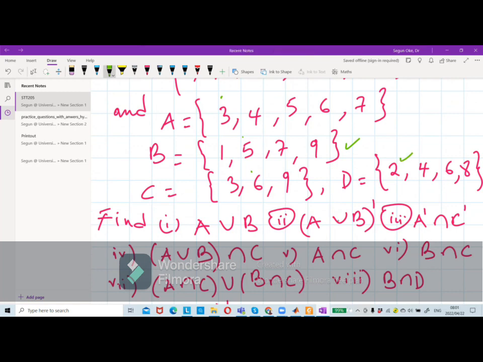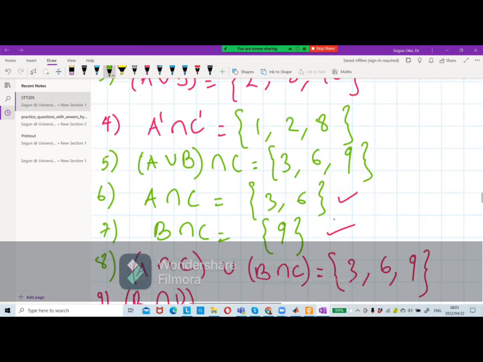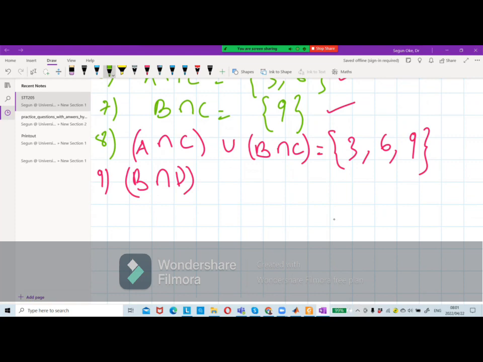1, do we have 1? No. 5, do we have 5? No. 7, do we have 7? No. 9, do we have 9? No. Meaning it's the empty set. There's nothing that is putting them together. We have it to be the empty set, or you represent it in this way, empty set. Please take note.